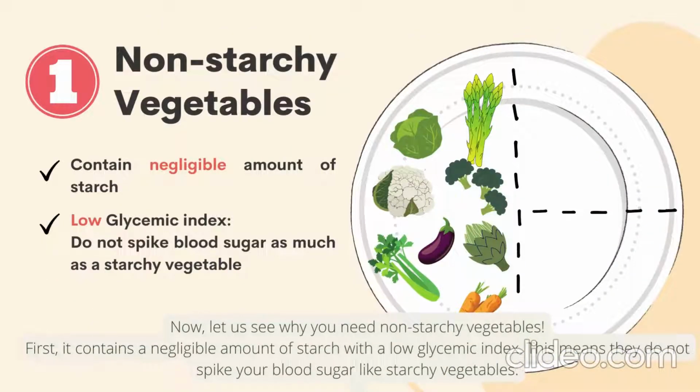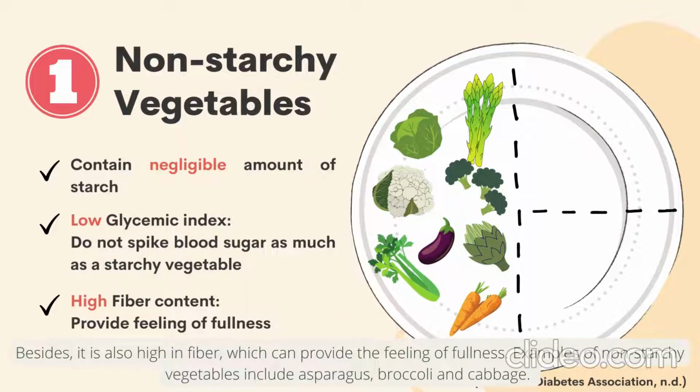Now, let us see why you need non-starchy vegetables. First, they contain a negligible amount of starch with a low glycemic index. This means that they do not spike your blood sugar like starchy vegetables. Besides, they are also high in fiber, which can provide a feeling of fullness. Examples of non-starchy vegetables include asparagus, broccoli, and cabbage.